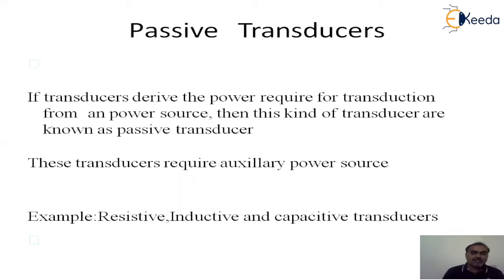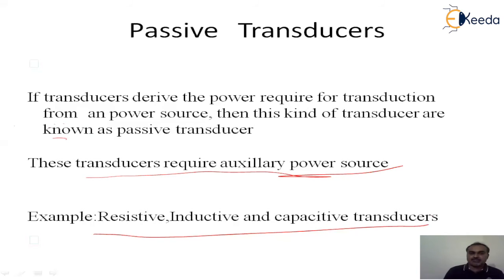As I mentioned over here, these are the transducers that require an auxiliary power source. Examples are resistive, inductive, and capacitive transducers. This is passive, it is dependent. It definitely requires some auxiliary power source, my students.